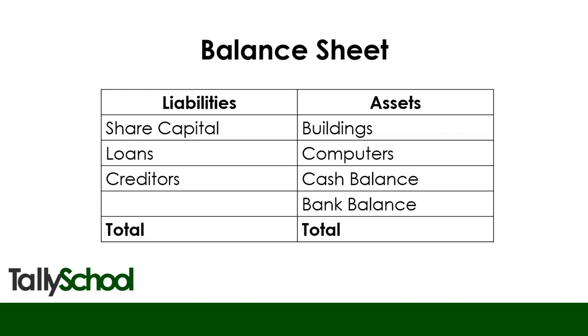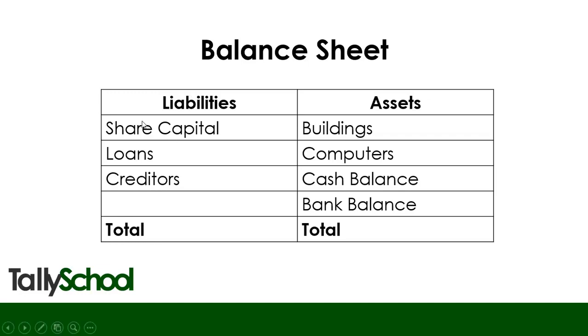You are giving your business the money, so for the business you have given him the money, and therefore it is the liability for the business because it has in some way or the other to provide you back your money in the form of profits. Therefore it is always listed on the liability side. Share capital is always listed on the liabilities side.